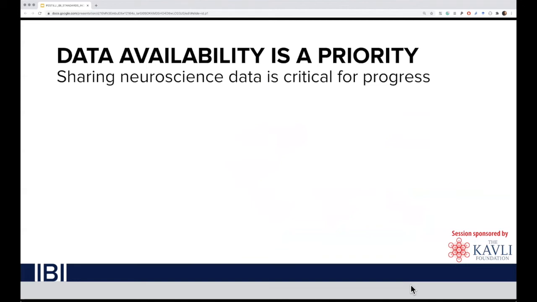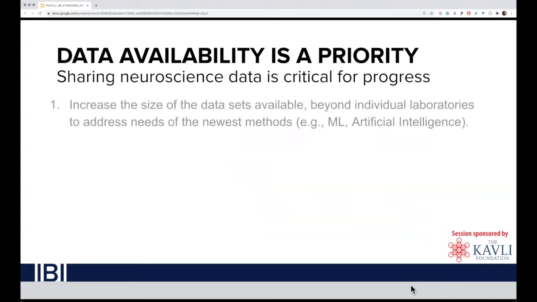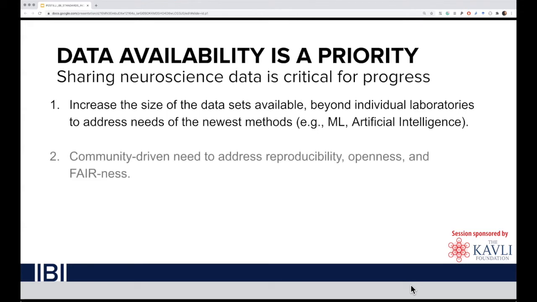While the increase in sharing of data was initially seen as a challenge for neuroscientists, currently data availability has become a priority and sharing of neuroscience data is clearly established as a need for the community. There are multiple axes and reasons why we have this need. One is the need to increase data size so that we can support and feed the most current methods that might impact discovery. For example, machine learning and artificial intelligence are highly data thirsty. At the same time, there's a need to support reproducible research and openness and fairness.